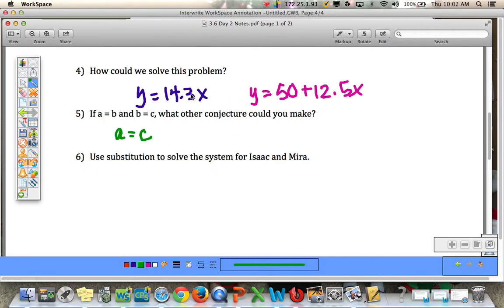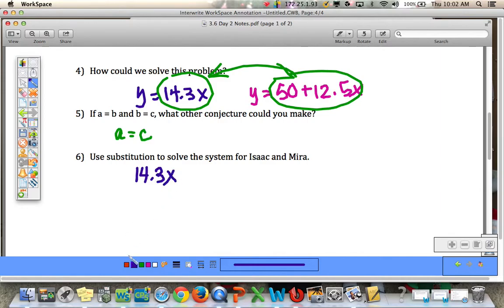If y equals this and y equals this, we want to find where they're tied, or where they equal each other. So we can set them equal and solve, and this is called substitution. It says use substitution to solve the system for Isaac and Mira. Well, we want to know when they're tied. When does 14.3x equal 50 plus 12.5x? All right, we'll solve the equation.